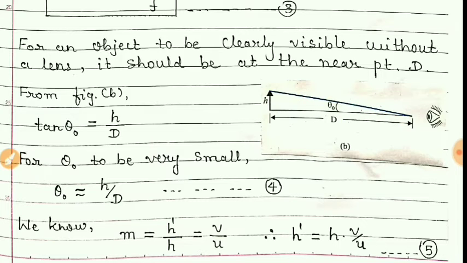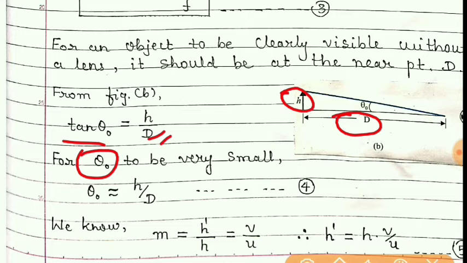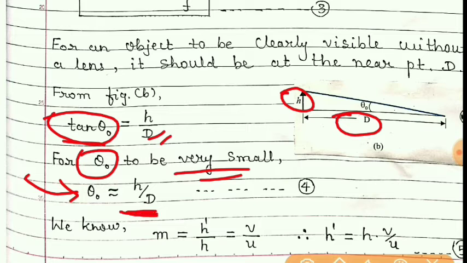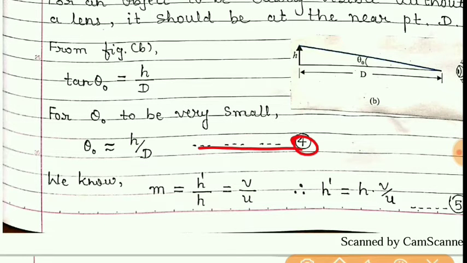So from the figure we can write tan theta naught is equal to h upon d. This we have done earlier also. And we know that generally theta is very small. So in that case, tan theta naught can be written as simply theta naught. So theta naught is nearly equal to h by d. You can see here this symbol is for approximately equal to. Give this equation number 4.